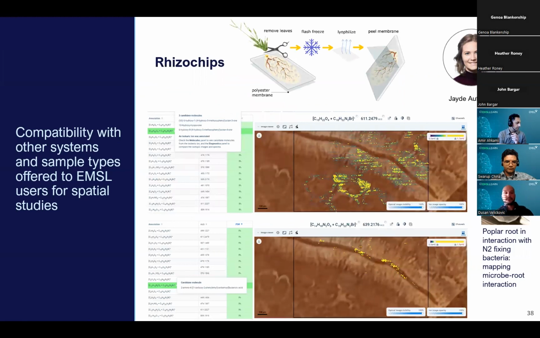What I want to highlight here is that MALDI mass spectrometry imaging, and this new derivatization capability, is compatible with other sample types offered to EMSL users. Amir talked about those rhizochips. Here you can see an example of how, by using MALDI mass spectrometry imaging, we can see and detect metabolites that are present in the root hairs and that exude into the soil pores. We can also detect other types of molecules that are present only in the tissue of the root. With that, I would like to conclude.